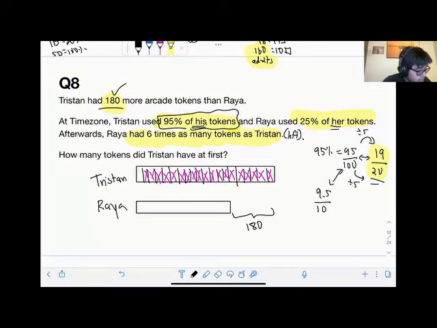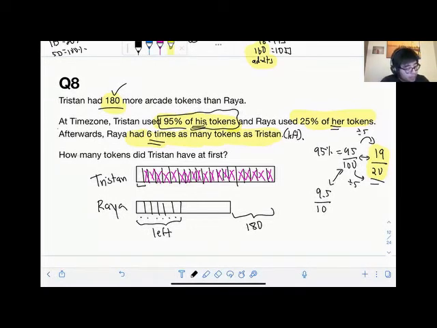And alam din po natin na afterwards, Raya had 6 times as many tokens as Tristan. And so now we know na yung 1 box ni Tristan na maliit, 6 of those boxes yung natira kay Raya. Right? So 1, 2, 3, 4, 5, 6. Left.